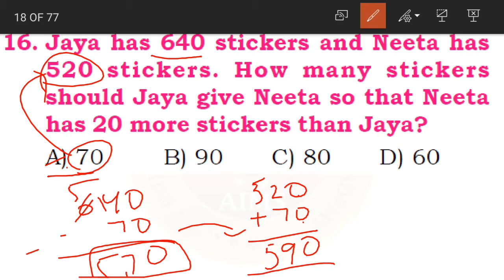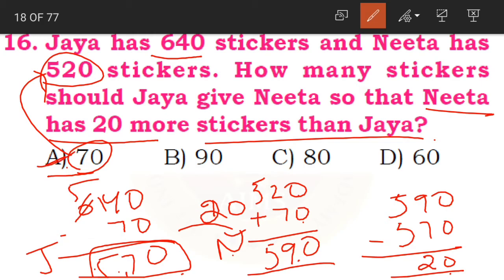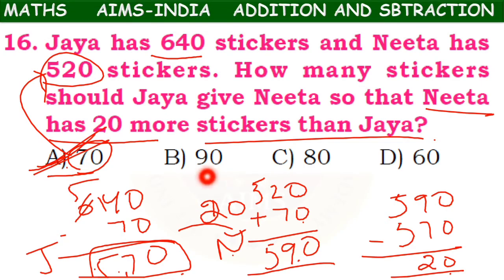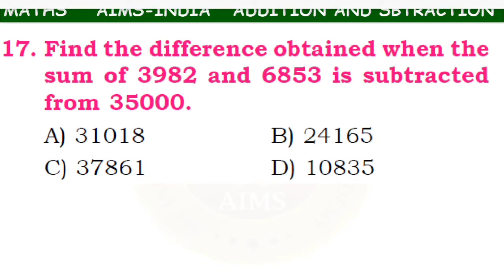Now Jaya has 570. Neeta has 590. What is the difference? See? The difference is 20. Neeta has 20 more than Jaya. So what is the correct answer here? Option A, 70. Okay children, you can solve this question by using this method. This is called the trial and error method. We try each option whether it is the correct option or not. If suppose A was not the correct answer, then we would have gone to option B. Clear? Moving on to question number 17.